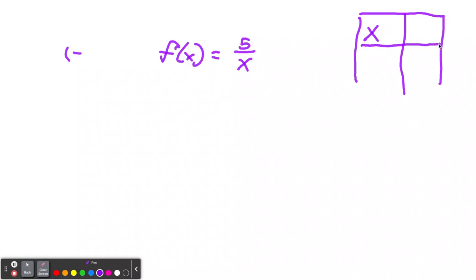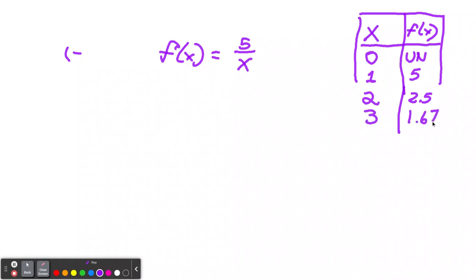Almost said the range. F of x. So if x is 0, we know that it's undefined. So we'll just say undefined. Right? And what if x is 1? We know we're getting 5, and if x was 2, you're getting 2.5, and so on. And if x was 3, 1.6 something, 1.67, and so on.